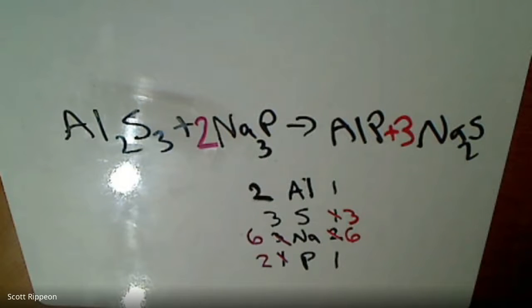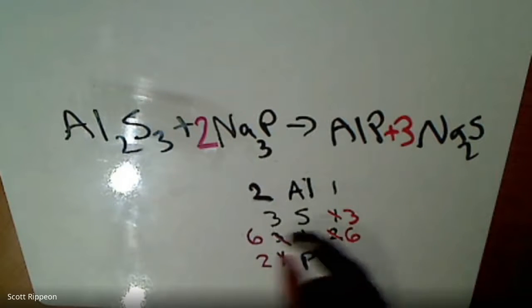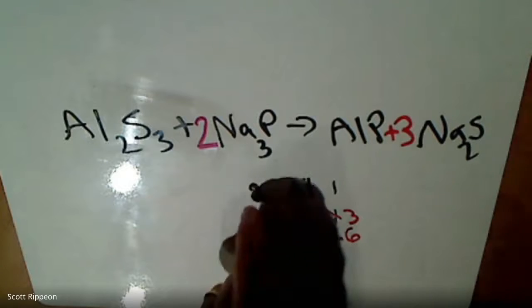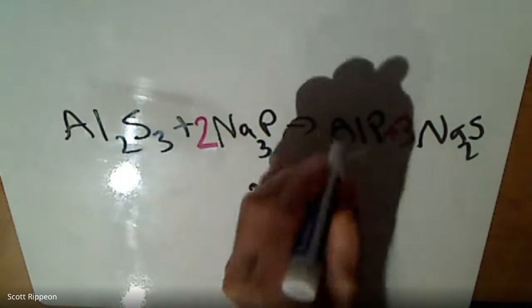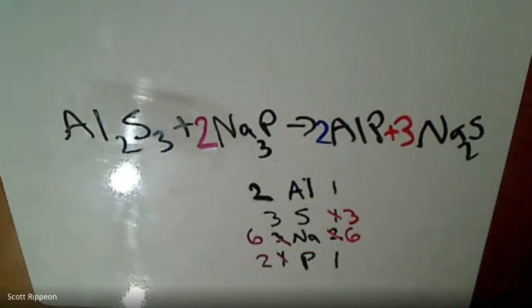And now we're close, because sulfur's good, sodium's good. I see 2 aluminums, 2 phosphoruses, 1 aluminum, 1 phosphorus. So I'm going to multiply this by 2. Right? If that doesn't make sense, please feel free to ask. Okay. Now, a couple of things else, and then we can stop recording, and then I'll let you get some practice with this.